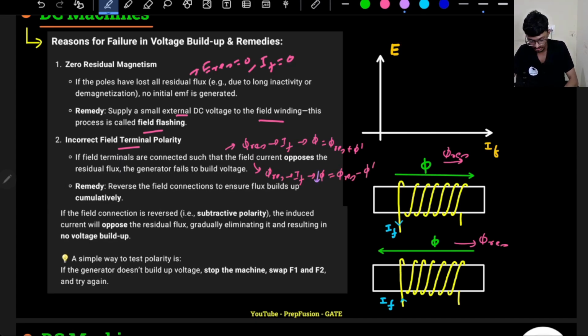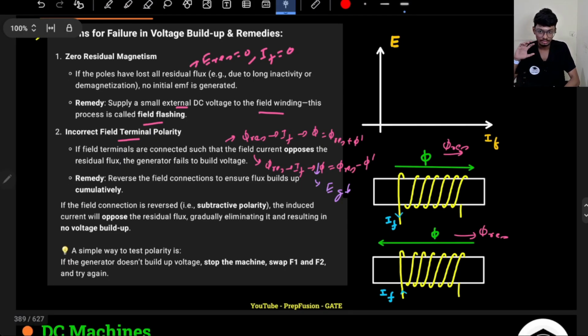If overall flux is reducing, so my field current will further reduce, so the field voltage, sorry, the generator voltage will reduce. The voltage buildup is failing. It is acting like a negative feedback system. So voltage buildup will simply fail.